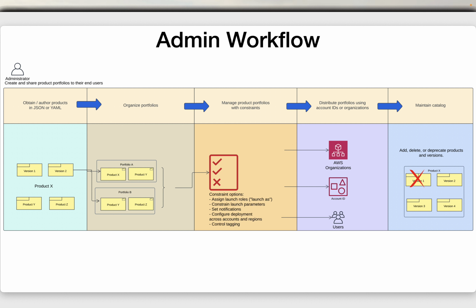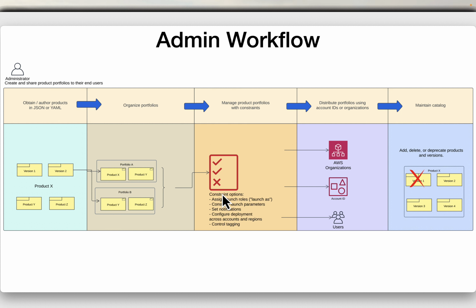So just to summarize, this is how the administrator workflow looks. An administrator, which can be a catalog administrator or any administrator who has access to the Service Catalog service, goes ahead and creates and shares product portfolios with their end users. So step one, you create some products; you have versions which you author in JSON or YAML. Under the hood it will be using a CloudFormation template. Then you can organize those products into portfolios for better management and sharing, and to apply role-based access control, all those features. And then you manage product portfolios with constraints.